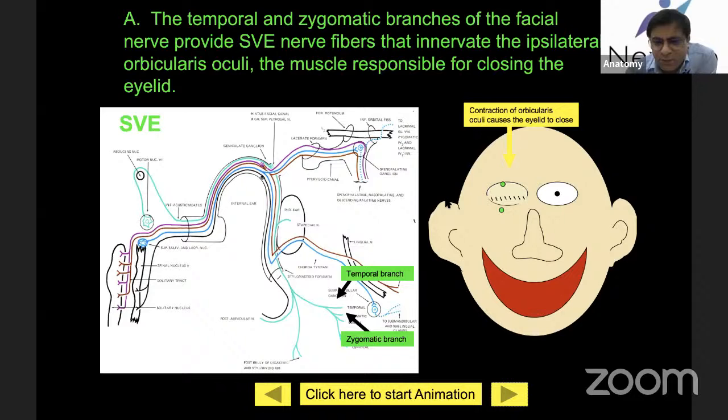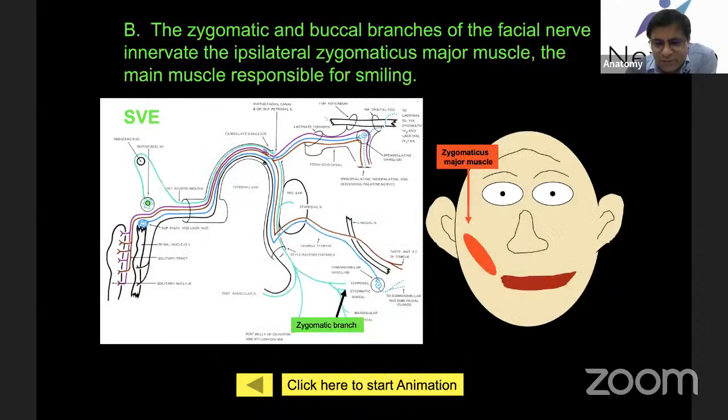Then think about zygomaticus major, right? This will help in smiling. You can again see the stimulus arising here in the special visceral efferent nucleus, the fibers running. Then this will pass out again through the zygomatic branch and will contract this muscle, zygomaticus major, and this will help you smile.